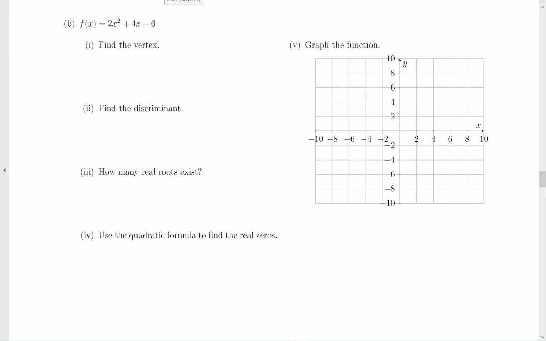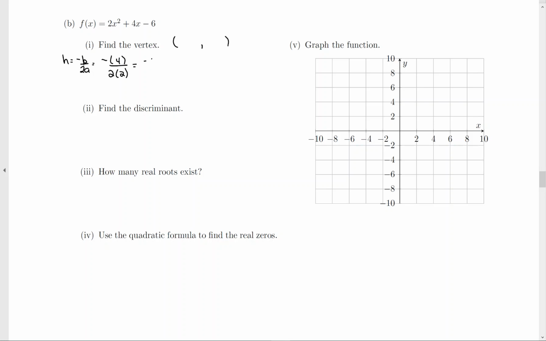For the parabola f of x equals 2x squared plus 4x minus 6, we're asked to find the vertex of it. So it's in standard form right now, so we're going to use the vertex formula where h equals negative b over 2a to find the first part of our point for our vertex. So negative b would be negative, and our b is 4, over 2 times a, our a is 2.